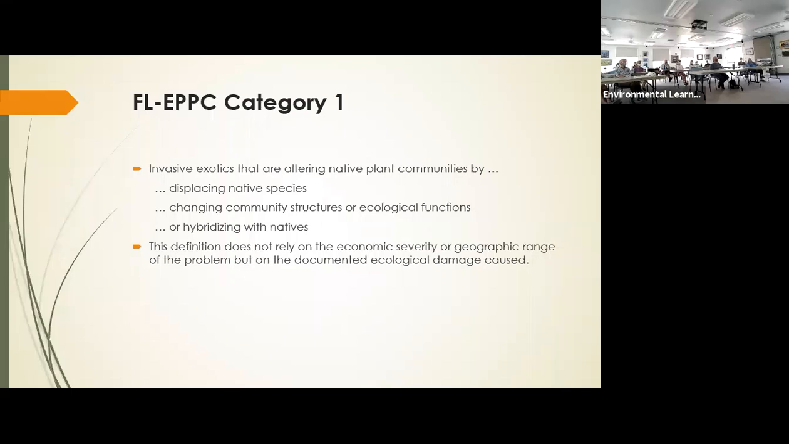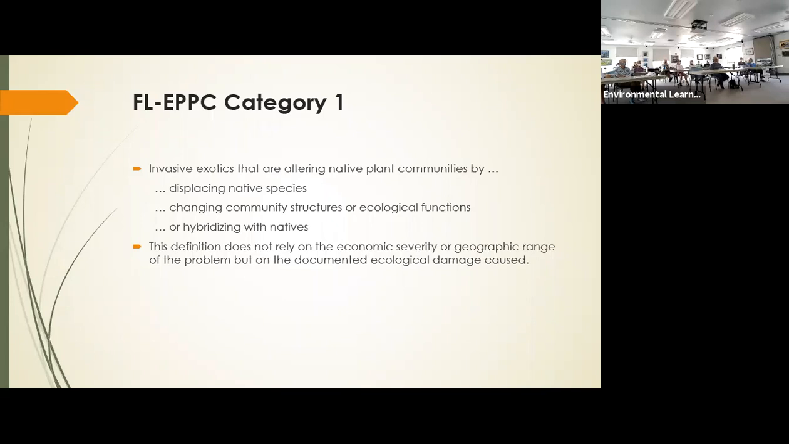Now, when you lose the native plants, you often lose the organisms that depend on them. So it's certainly birds and raccoons and other wildlife, but also some of the pollinators. And some pollinators have very intimate relationships with native plants and will fail to exist if the native plant on which they depend is eliminated by the expansion of invasive plants. And this does not look at the economic severity or geographic range.